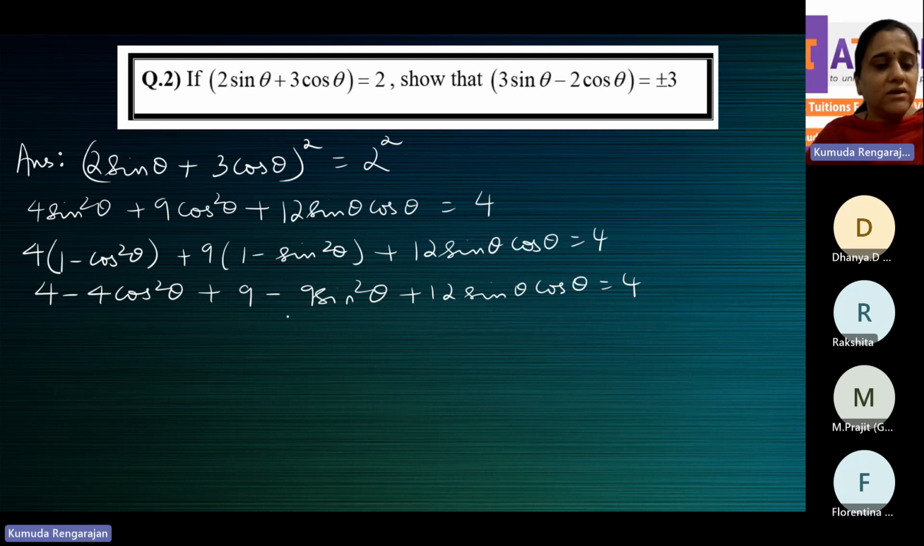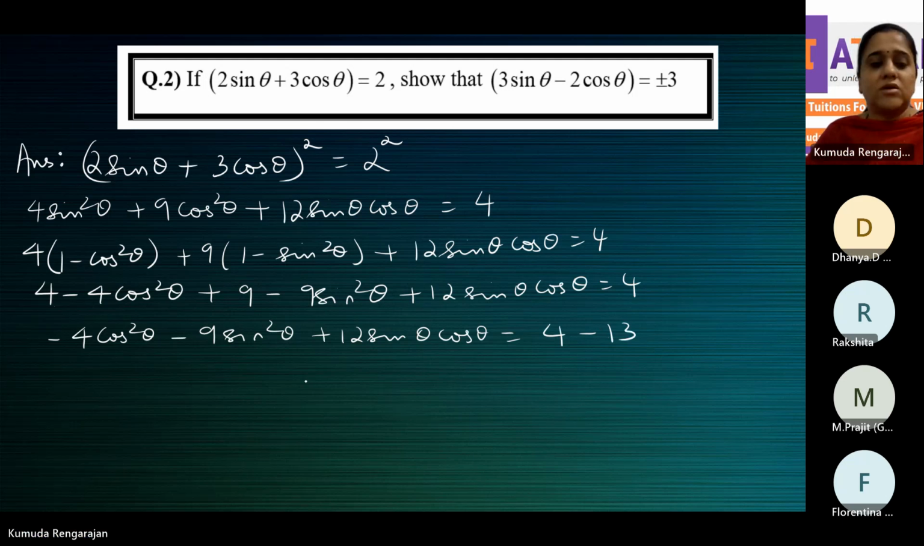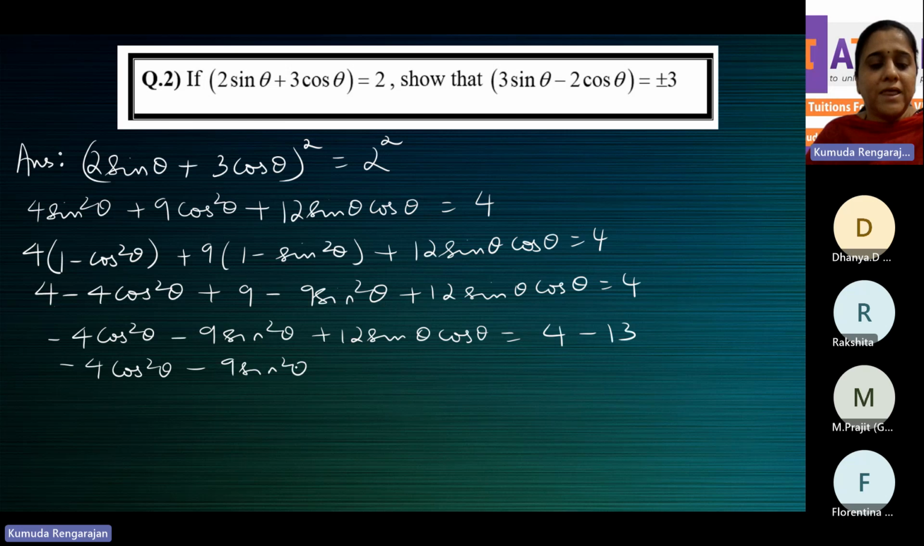So it will be minus 4 cos square theta minus 9 sine square theta plus 12 sine theta cos theta is equal to 4 minus 13. So now it will be minus 4 cos square theta minus 9 sine square theta plus 12 sine theta cos theta is equal to minus 9. Now we'll change the signs throughout on both the sides.